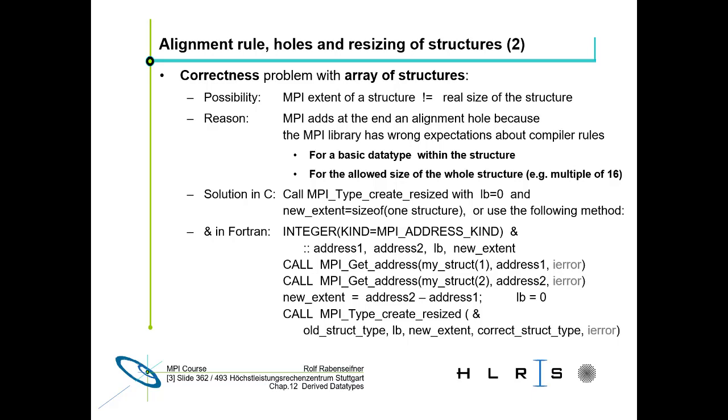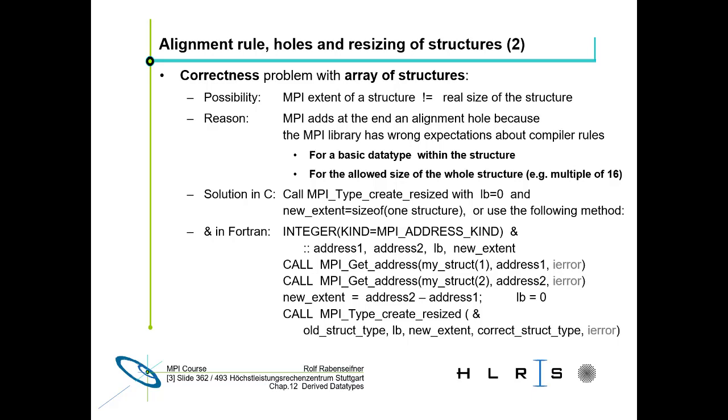So there is the possibility that the MPI extent of a structure is not the real size of that structure. That is because MPI will add alignment holes at the end, because the MPI library has wrong expectations about what the compiler is going to do for basic data types within the structure, or for the allowed size of the whole structure. So for instance, multiples of 16 bytes. The solution in C is to call MPI type create resized with LB, the lower bound, equal to 0, and the new extent is the size of one structure.